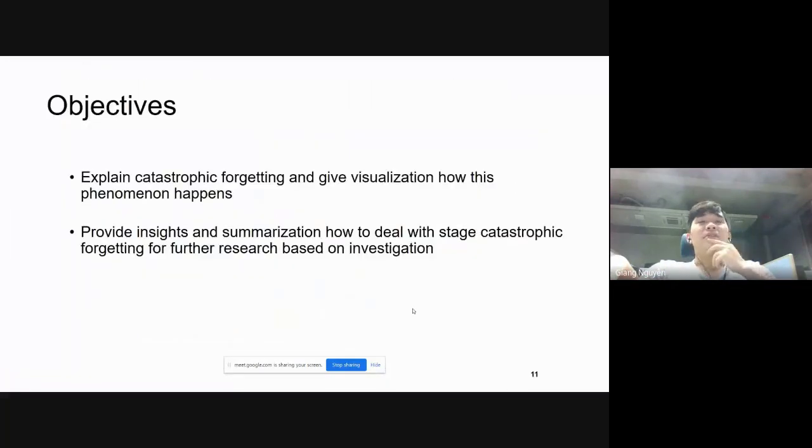So the objective of this research is to explain catastrophic forgetting and give a visualization of how this phenomenon happens. I also want to provide insights and a summarization of how to deal with catastrophic forgetting for future research, based on the investigation from my tool.